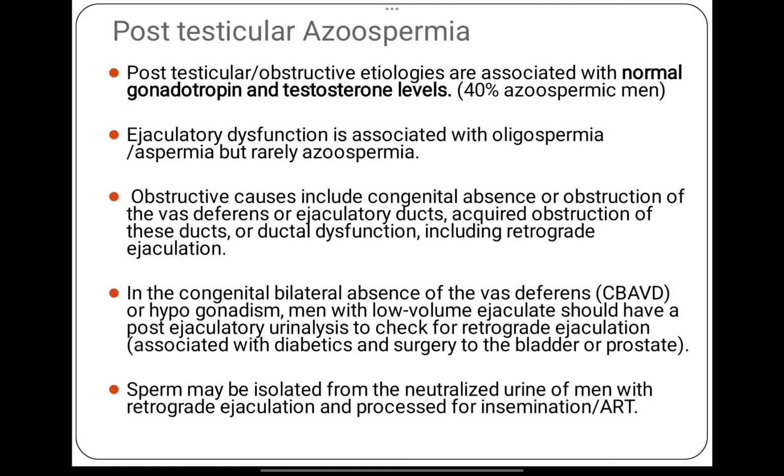Obstructive causes include the congenital absence of the vas deferens or ejaculatory duct, acquired obstruction, ductal dysfunction, and retrograde ejaculation. When there is presence of CBAVD, that is, congenital bilateral absence of the vas deferens, or hypogonadism, men with low volume ejaculate should have a post-ejaculatory urine analysis to check for retrograde ejaculation.